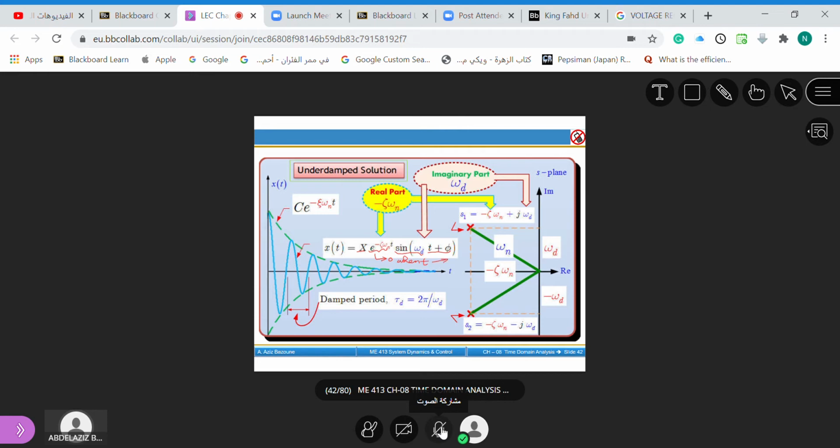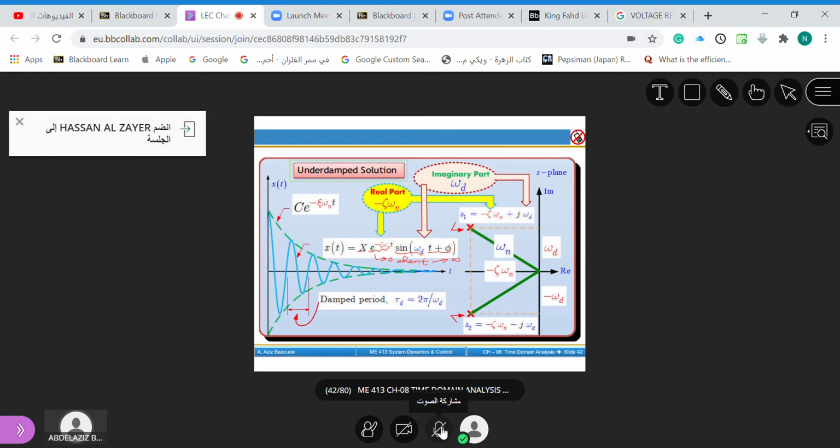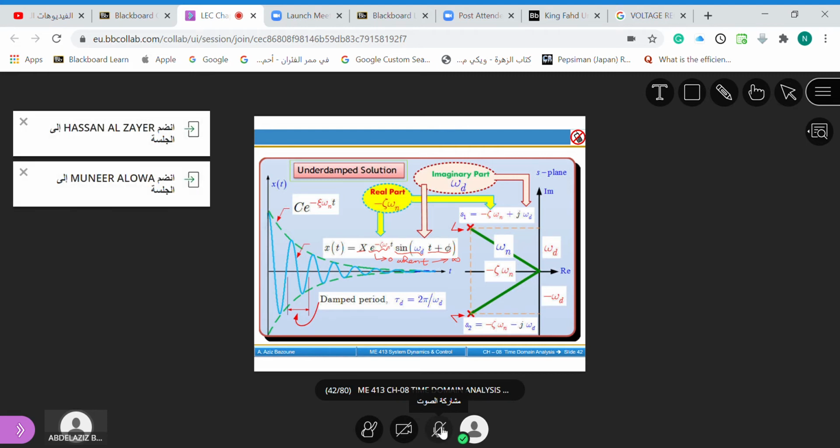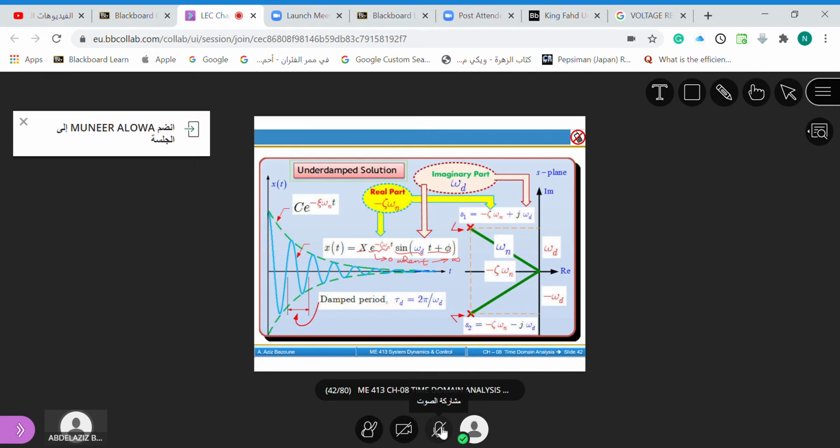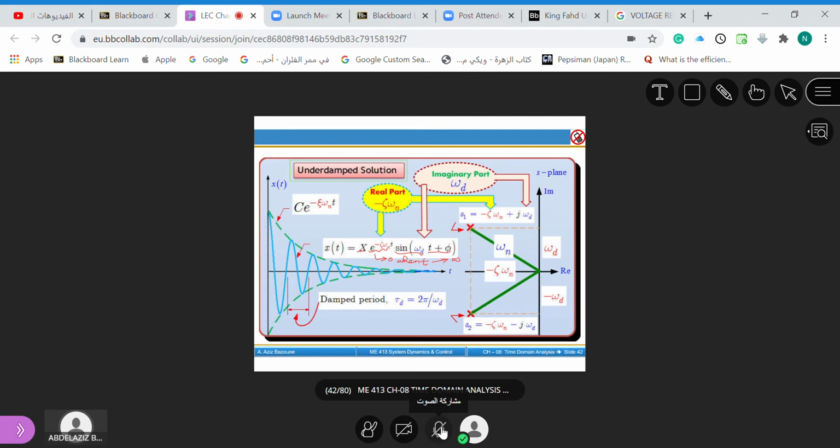With increasing time, this will go to zero. And we have another sine term, sine or cosine, depending on the initial conditions and the arrangement you make for the two parameters. So the sine term will be built in or superimposed inside the envelope, so it will be decaying.